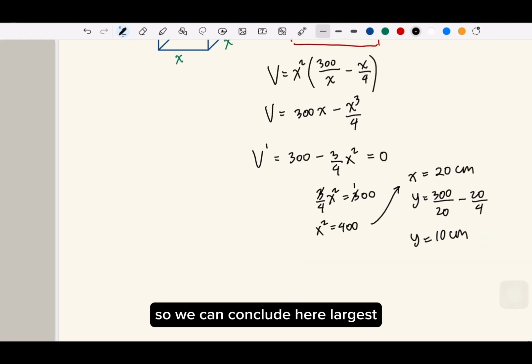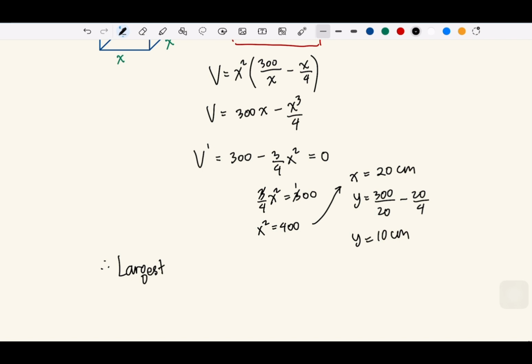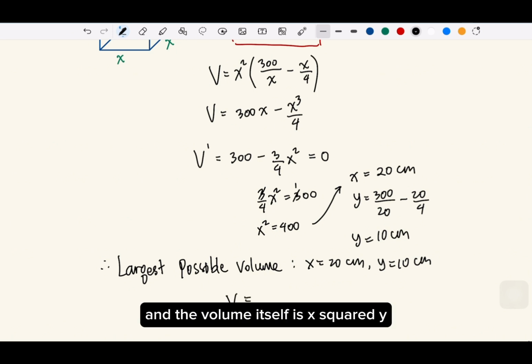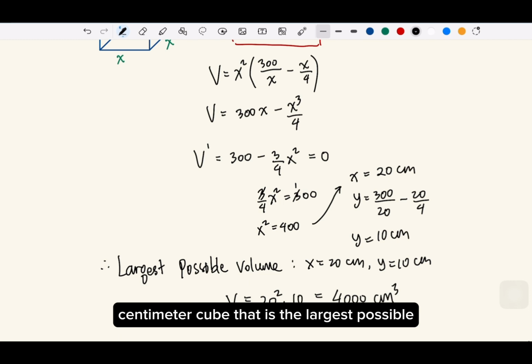So we can conclude here, largest possible volume when x is 20 centimeter, y is 10 centimeter, and the volume itself is x squared y, which is 20 squared times 10. This will be 4,000 centimeter cubed. That's the largest possible.